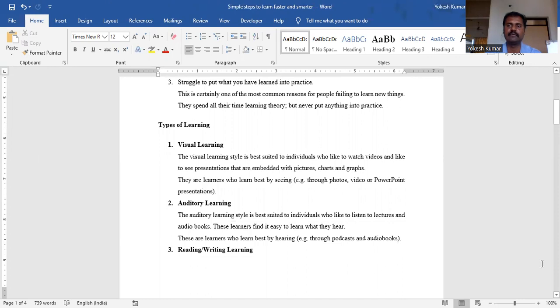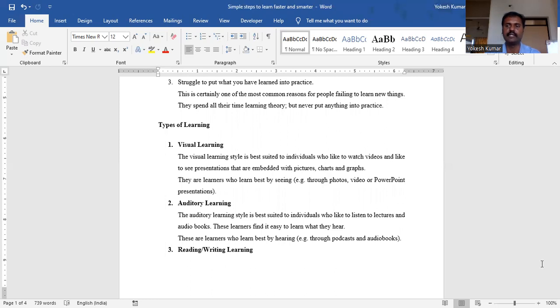So the first method is visual learning. The name itself indicates visualization. So the learner could learn the things by means of watching videos or seeing presentations or contents embedded with pictures, charts, graphs. So this is the visual representation, where the learners can learn by seeing photographs, videos, and PowerPoint presentations. So usually in classroom observations, we are able to find this kind of learning method, the visual learning method.